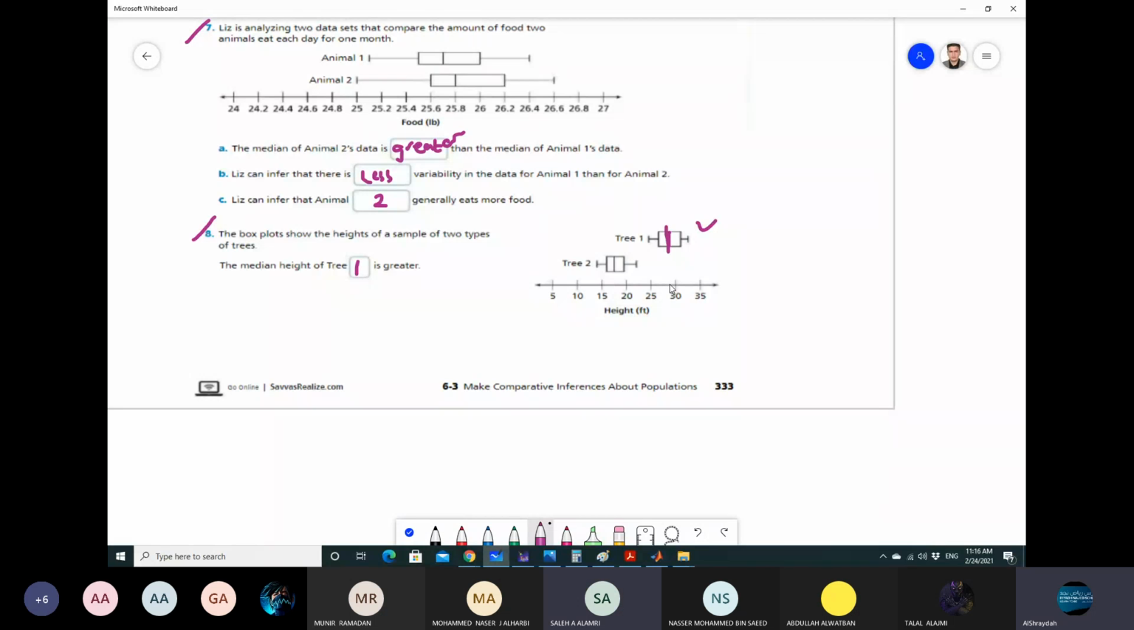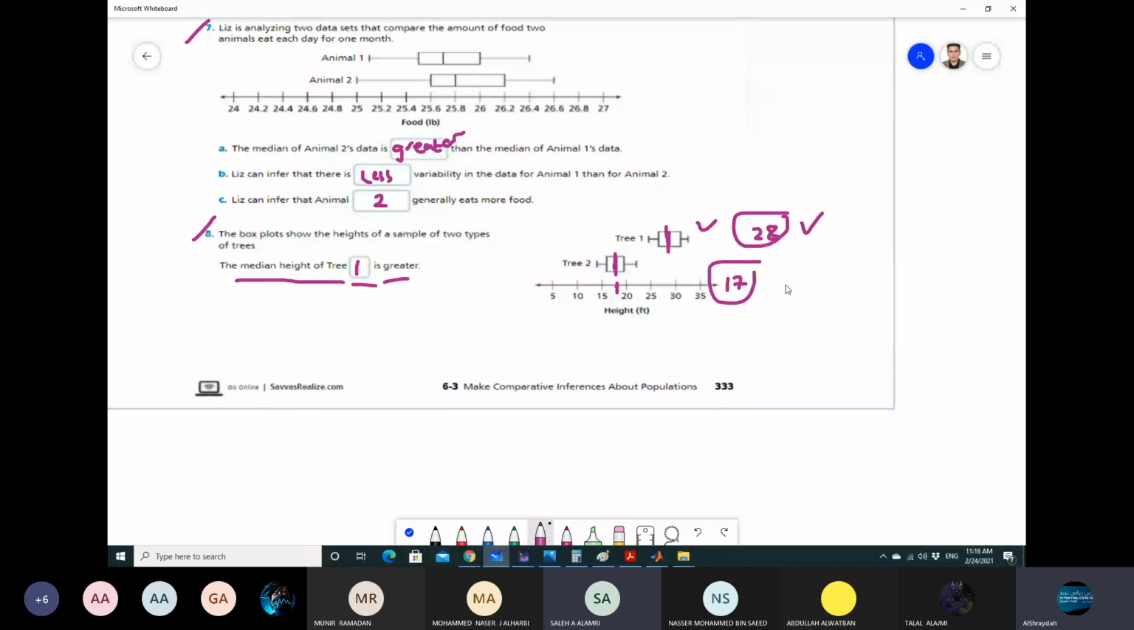It's approximately 27 or 28. Maybe it's 28. Look here, it's 28 or 29. We can say it's 28, yes. And what is the median of the height of 3-2? It's about 17. Excellent, 17. So which is greater, 28 or 17? 28. So the median height of 3-1 is greater.